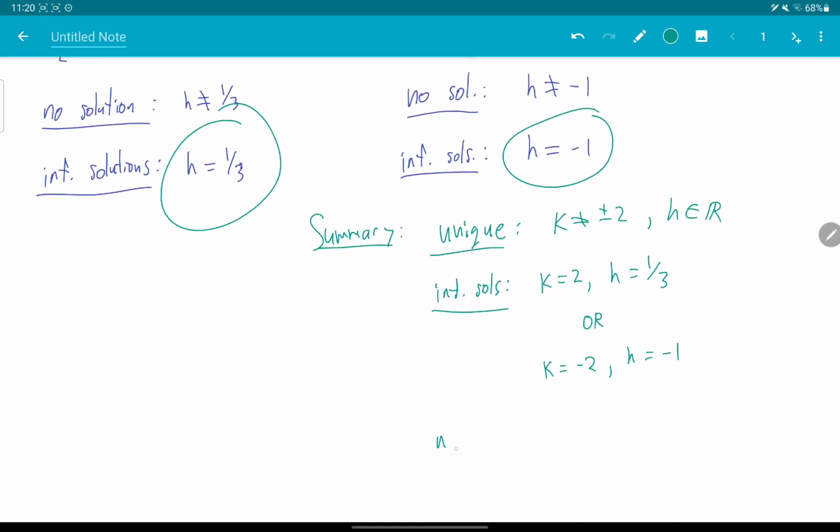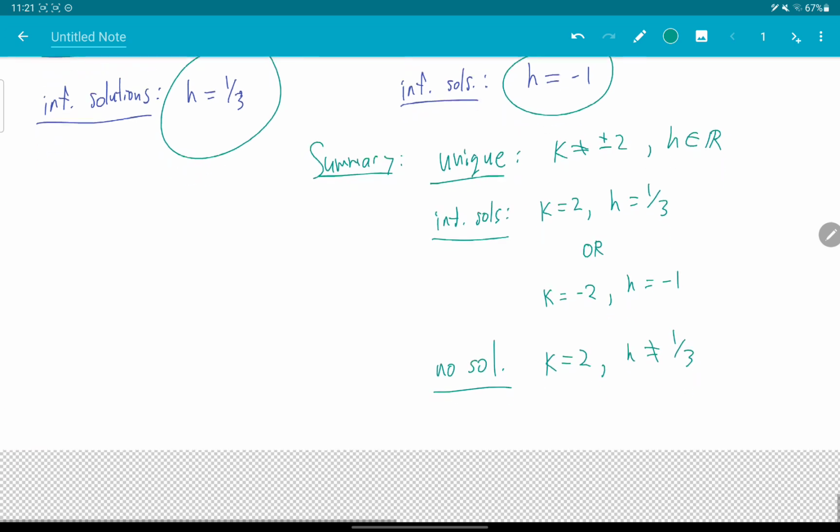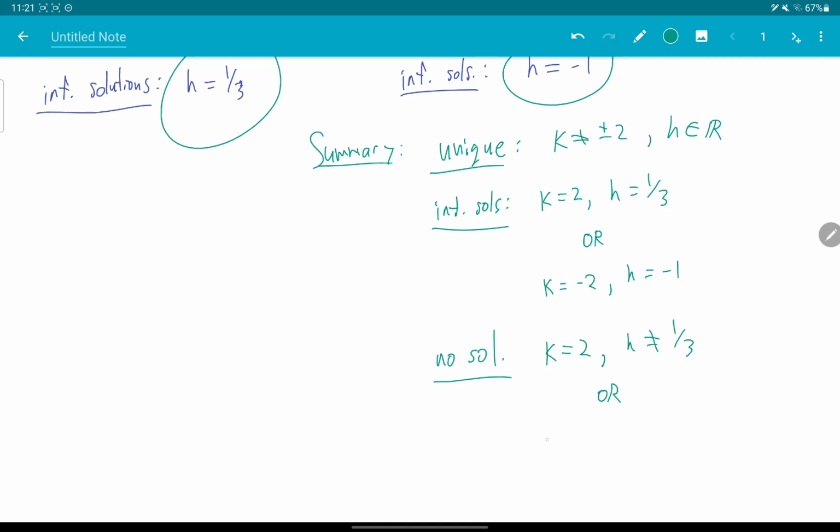And finally we have no solution if k equals 2, h not equal to 1/3, or k is equal to -2, h not equal to -1. Okay, I'll give you a second to write that down. I'll say a few more things.